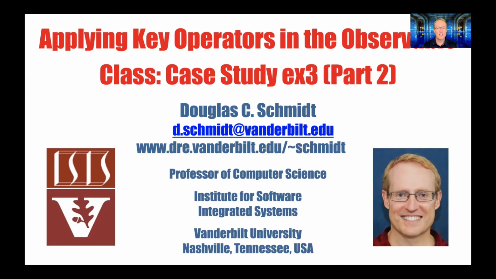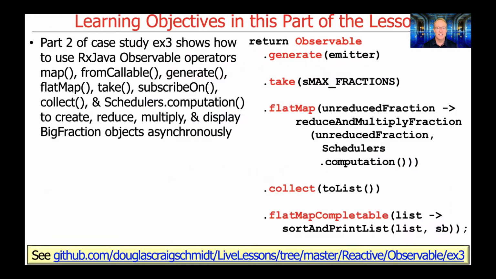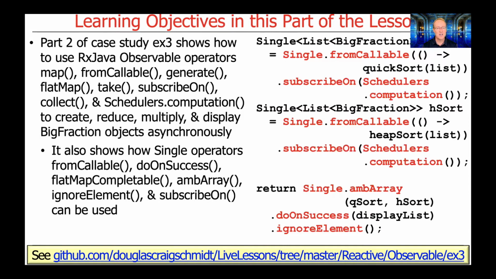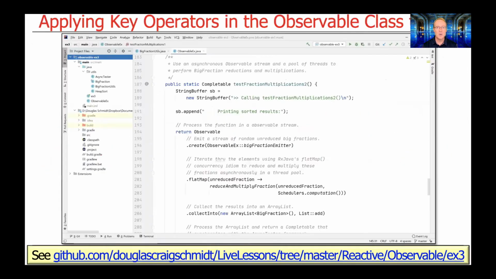Welcome to part 2 of case study ex3, where we'll continue to walk through how to apply key operators in RxJava's observable class. In particular, in this part of the case study, we'll show how various advanced RxJava observable operators can be applied to create, reduce, multiply, and display big fraction objects asynchronously. In addition, we'll show how to use various advanced single operators as well. As usual, you can find the code we'll be walking through at the link at the bottom of this slide.